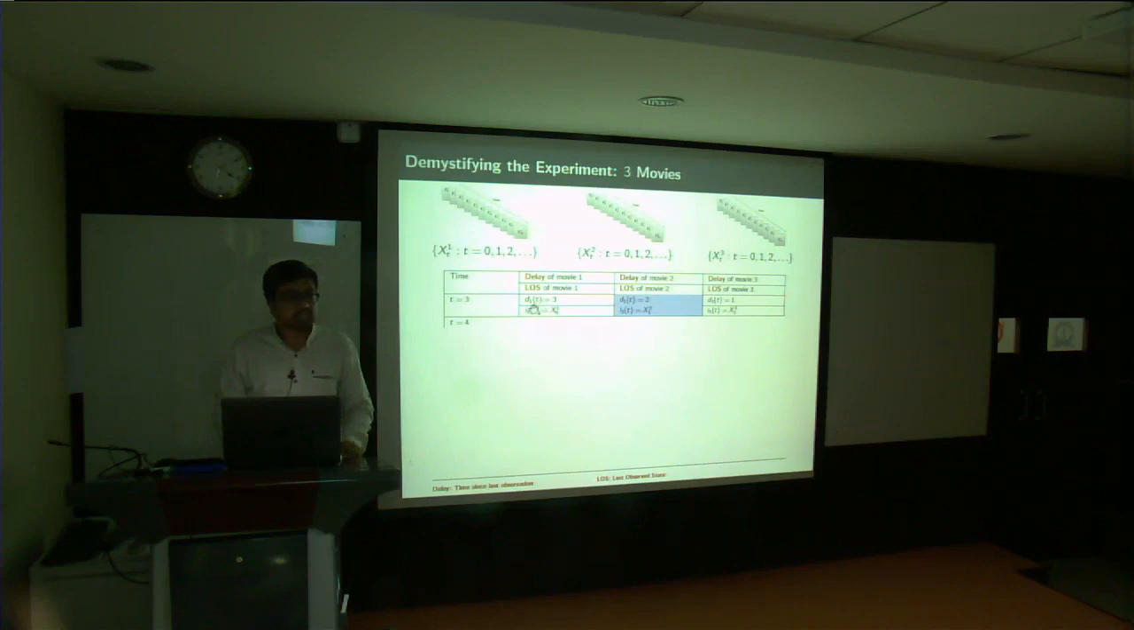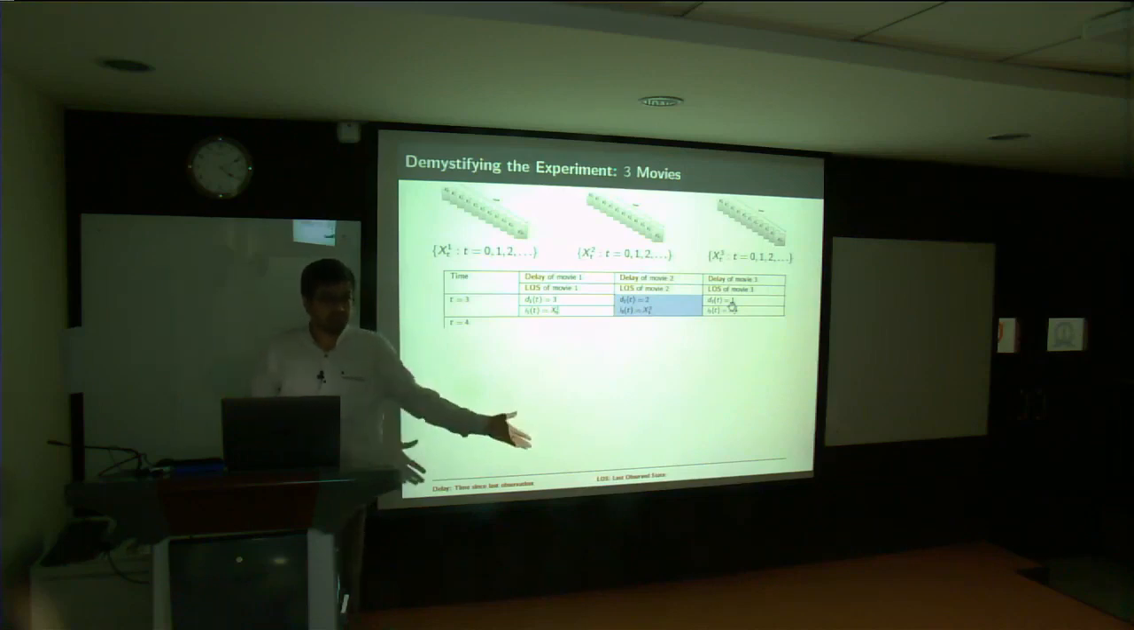What I call delay is how many time instants back you observed a movie. Movie 1 was observed only at time 0, so its delay is 3 time instants back, correct? Movie 2, you observed 2 time instants back at time t equal to 1. Movie 3, you observed 1 time instant back, just the previous time instant. And whatever you had collected was the last observed state of that. This is whatever you had collected at time 0 on movie 1, at time 1 on movie 2, and at time 2 on movie 3.